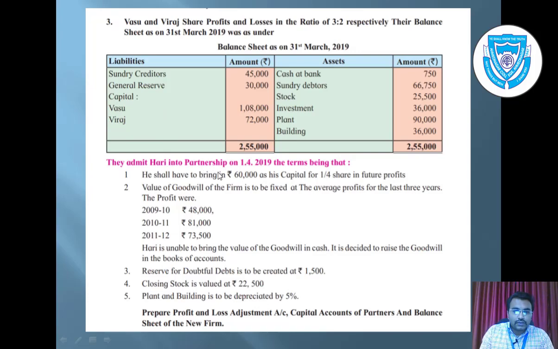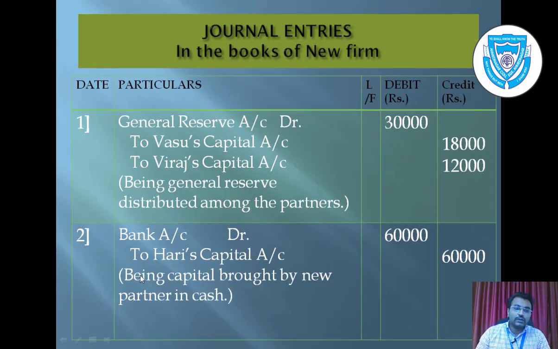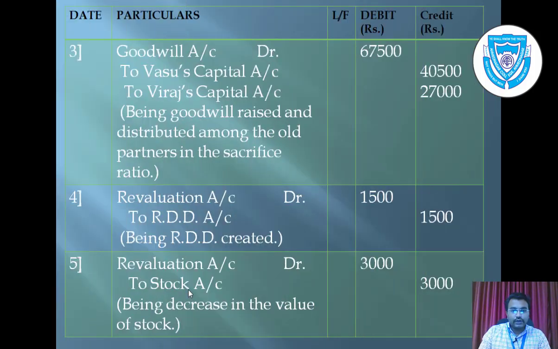So we will pass this journal entry on 1st April 2019: bank account debit. Why bank account? Because cash at bank is given there. If only cash account is given, we will make the entry cash account debit 60,000 to Hari's capital account 60,000. But here cash at bank is given, so we will make this entry. What is the narration for it? Being capital brought by new partner in cash. See the next slide where you will get goodwill adjustments. As I told you, after distribution of reserves and funds, next is the capital brought by the partner, and then whatever goodwill adjustments are there, we will make those.